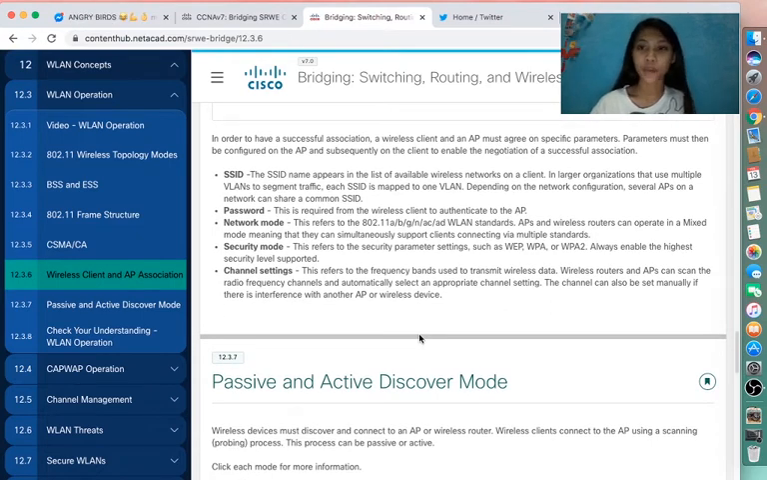SSID parameters must then be configured on the AP and subsequently on the client to enable the negotiation of a successful association. So we have SSID, password, network mode, security mode, and channel settings.